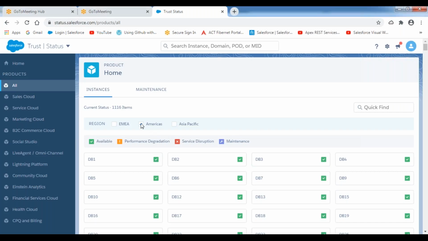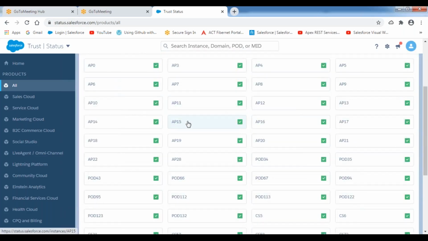Now, for example, assume that my server is some AP15. That means for my application, Salesforce has allocated the memory space inside a server called AP15. If you want to know the current status of the server, it is indicated here. But I want to know the historical status of my server AP15. Why? Because of this situation.